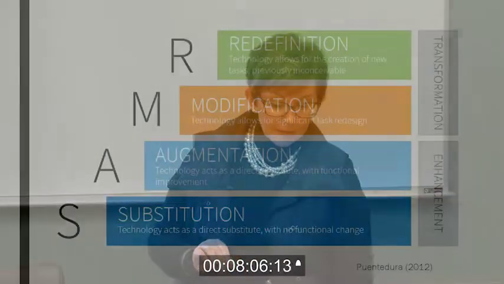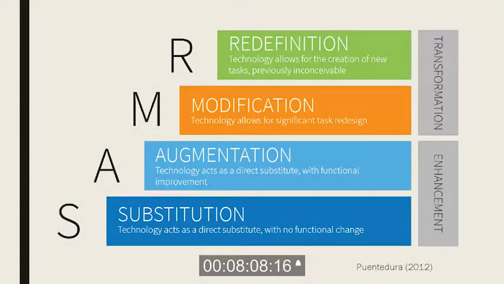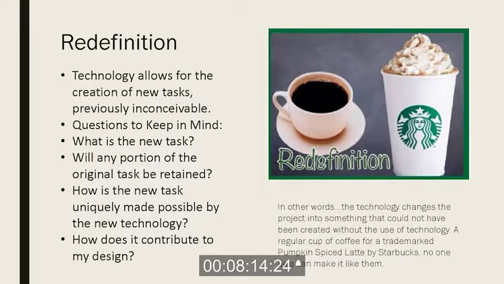So the SAMR model says that you've modified it. It's something that you couldn't have ever done before. You really redesigned it. So that's what that M stands for. Redefinition is completely different. So with redefinition, you do a completely new task. You've never done anything like it before.